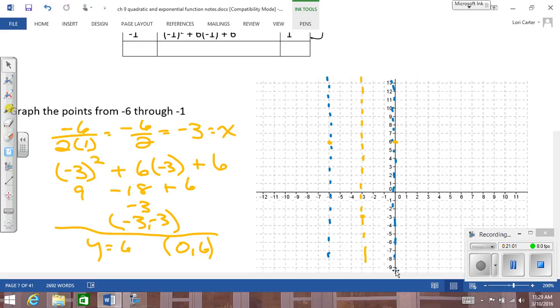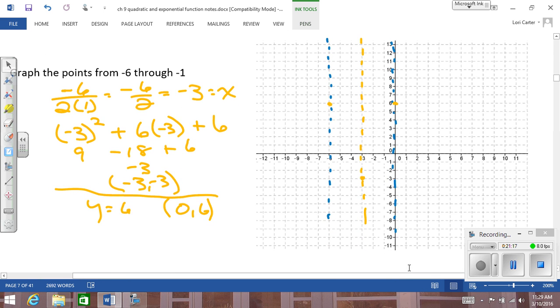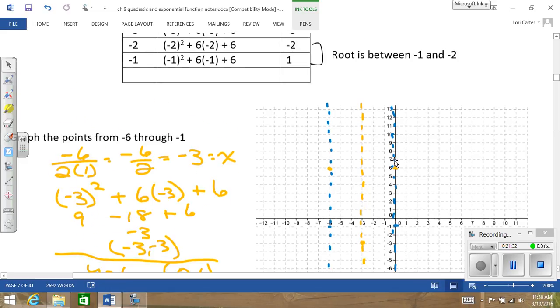Most of your calculators will help you do this quickly. So what you do, I'm going to put in all the numbers between -6 and 0, because that's where I know it has to cross. So I'm going to start at -6. The vertex is -3, -3.